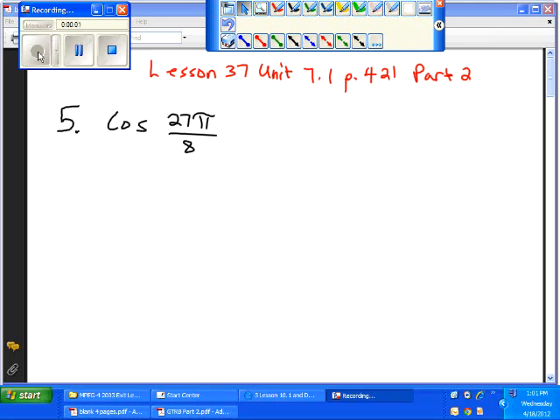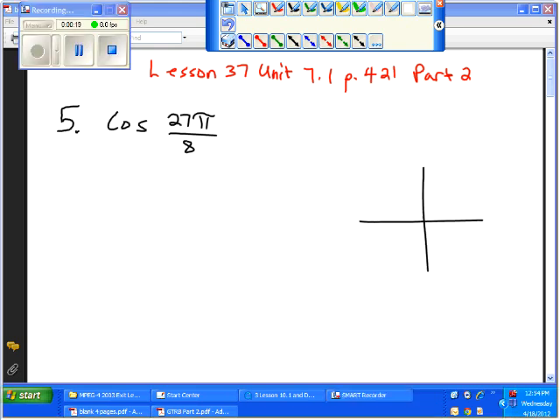Lesson 37, Unit 7-1, page 421, Part 2. We're going over the homework sheet. The directions for number 5 and 6 say, express each value as a trigonometric function of an angle in quadrant 1. Now, we're going to name the function of an angle in quadrant 1.